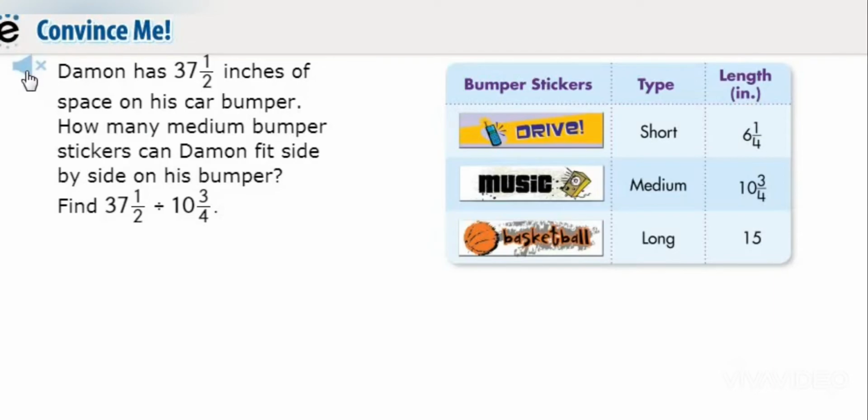Damon has 37 1/2 inches of space on his car bumper. How many medium bumper stickers can Damon fit side by side on his bumper? Find 37 1/2 divided by 10 3/4.